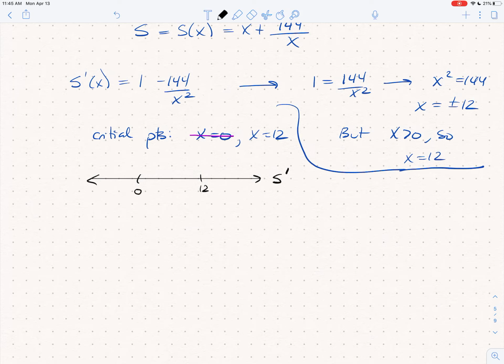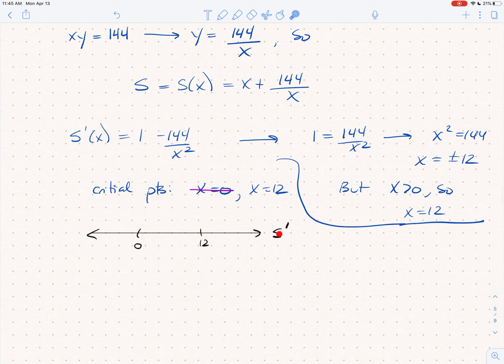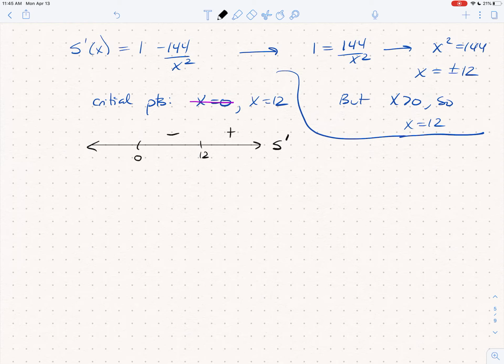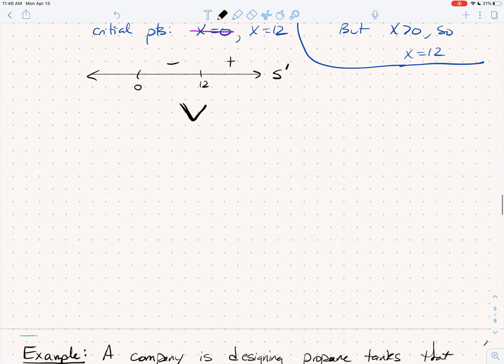And now you want to fill in your number line. I encourage you to do this yourself. Plug in something bigger than 12 into S prime, and you're going to get out a positive. Plug in something between 0 and 12 into S prime, you're going to get out a negative. And so now you can see that, yeah, there's a local minimum there. May not be an absolute minimum, except that you know that it is, because from 12 on forever, your function is actually increasing. So you're decreasing from 0 down, and then you are increasing forever. You don't need a full graph of this function. You can see that actually that's an absolute min.